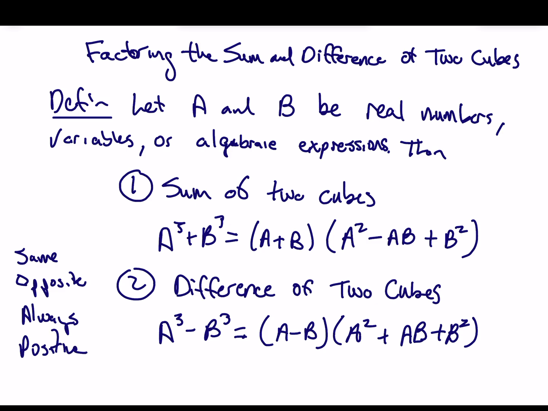So the same, that means that the first signs are the same, whether it's a difference or a sum. Opposite, you could also look at these to see that they're opposite. If you start with an a minus b, you have the same, and then you have the opposite. And then the last term, no matter what, is always positive.